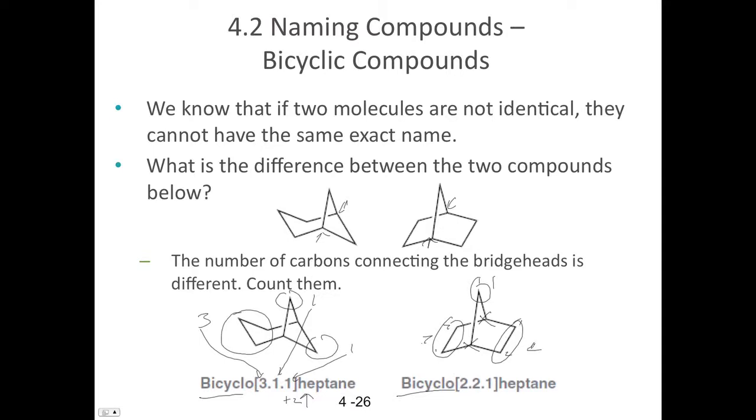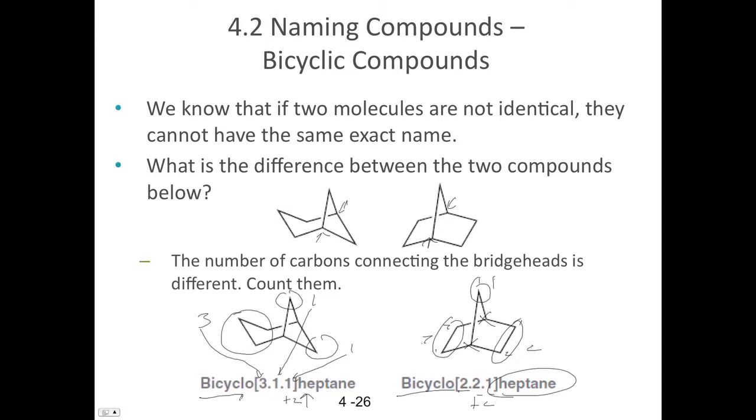So 2, 2, 1. Bicyclo, which we already know from before, 2, 2, 1. Heptane. Heptane is the total carbon count, or this number count plus 2. Okay, cool. See, 1, 2, 3, 1, 1. So this is going to be 3, 1, 1.